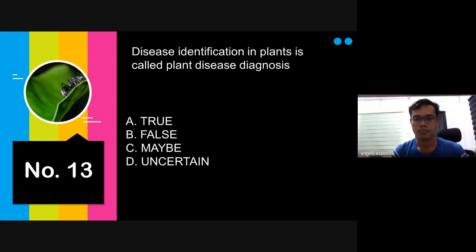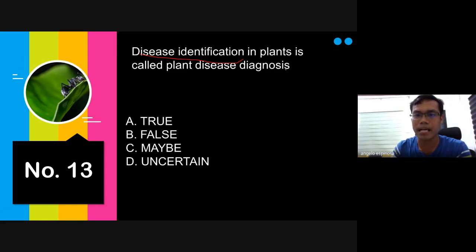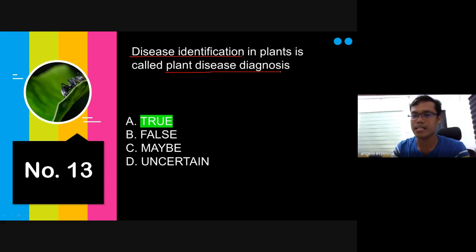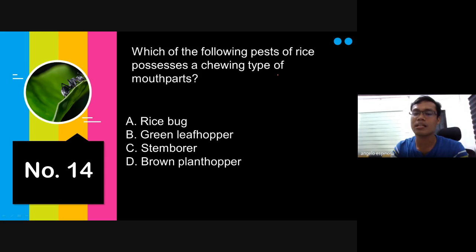Okay, let's check what's the answer. Disease identification in plants is called plant disease diagnosis. A, true. B, false. C, maybe. D, uncertain. Disease identification in plants is called plant disease diagnosis. Ano yung another term ng disease identification? The correct answer is true. Disease identification is also known as plant disease diagnosis. Kasi nga, gusto mong malaman or ma-identify kung ano ba yung type ng pathogen yan. Ano bang klaseng diseases yan? That's true. Okay?